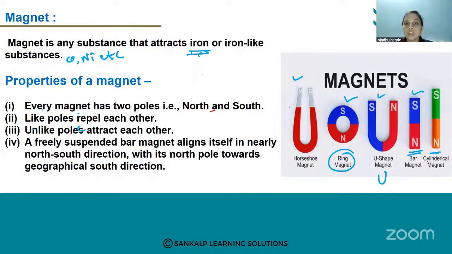These are all about the definition and types of magnets. A magnet is a substance which attracts iron or iron-like substances, and we can see many types of magnets. How do you differentiate these different types? Due to their shape, right? Based on shape we can see different types of magnets.